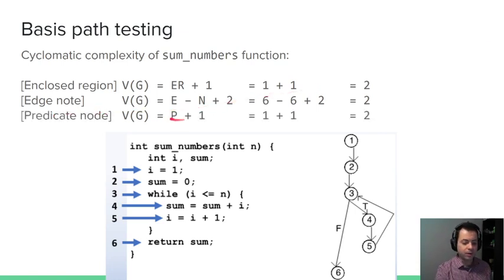Third, predicate node. How many predicate nodes do we have? Just 1, right? Because number 3 here has a true or a false. 1 plus 1 is 2. So regardless of the method, we have a cyclomatic complexity of 2. And again, just to reiterate why this is important, this is telling us how many paths we have to figure out how to test. This value is not telling us how to get that. It's just saying, here's how many you have to account for, right?